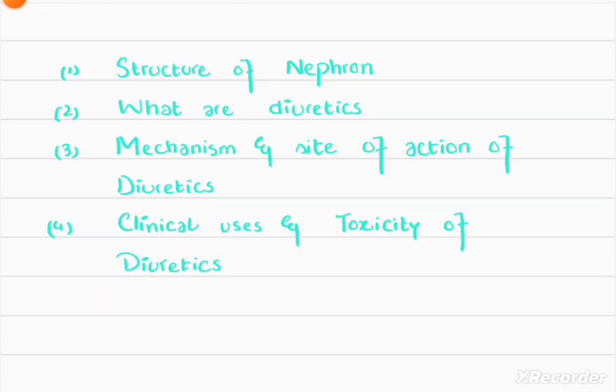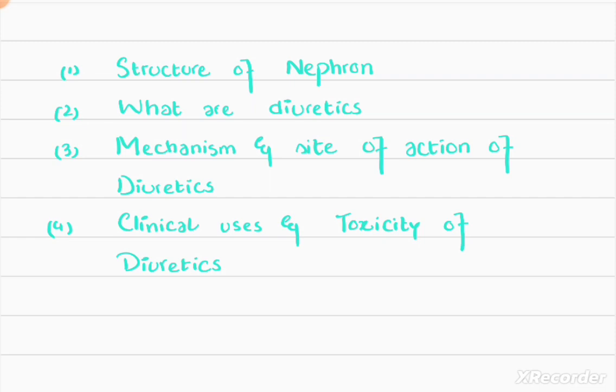So the outline of this whole video is that we will start with the structure of the nephron. In order to understand the mechanisms by which these drugs act, we must have a sound knowledge of the structure of the nephron. So we will start with the structure of the nephron, which is number one. Then we'll discuss what diuretics are.